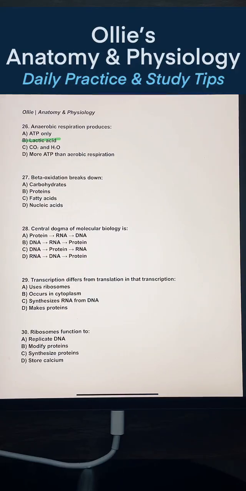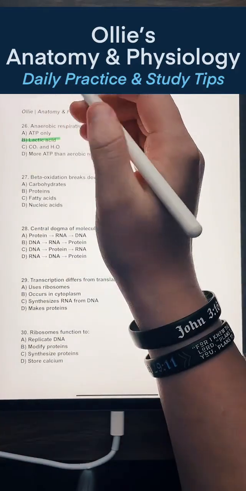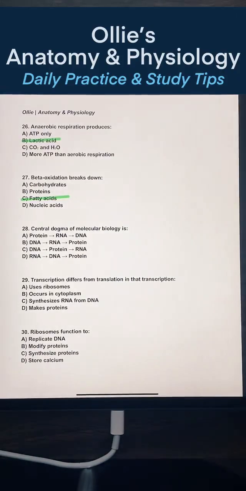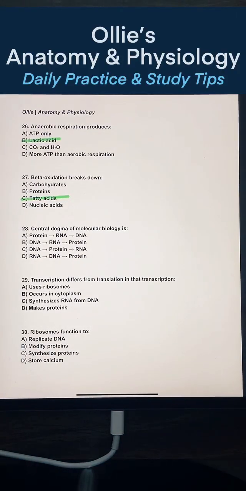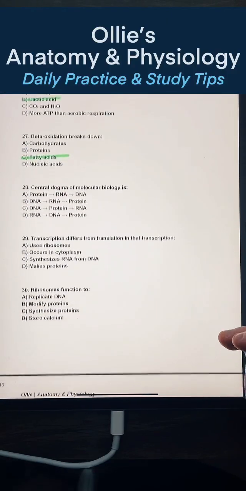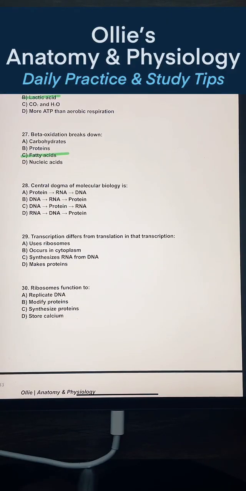So number 27, the answer is C. It is our fatty acids. Beta oxidation breaks down fatty acids. Fatty acids break down into acetyl-CoA. They go into the TCA cycle. Number 28, the central dogma of molecular biology is what? A, B, C, or D for number 28.